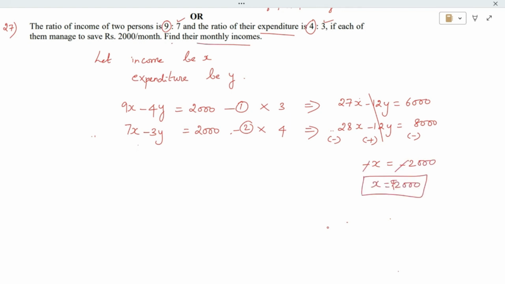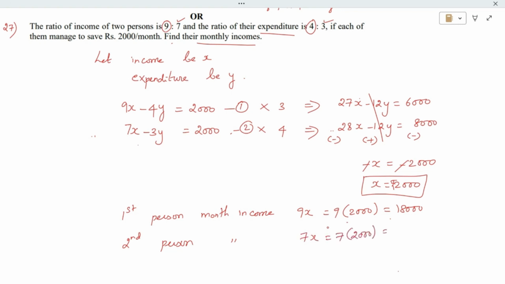They are asking me to find the monthly income, so I don't need to worry about the expenditure, which is y, isn't it? So the two persons' monthly income. What is the first person's monthly income? Just conclude it. The first person's monthly income is 9x, right? Which is 9 times 2000, that is equal to 18,000. And the second person's monthly income is 7x, isn't it? That is 7 times 2000, which is rupees 14,000. So conclude the same.